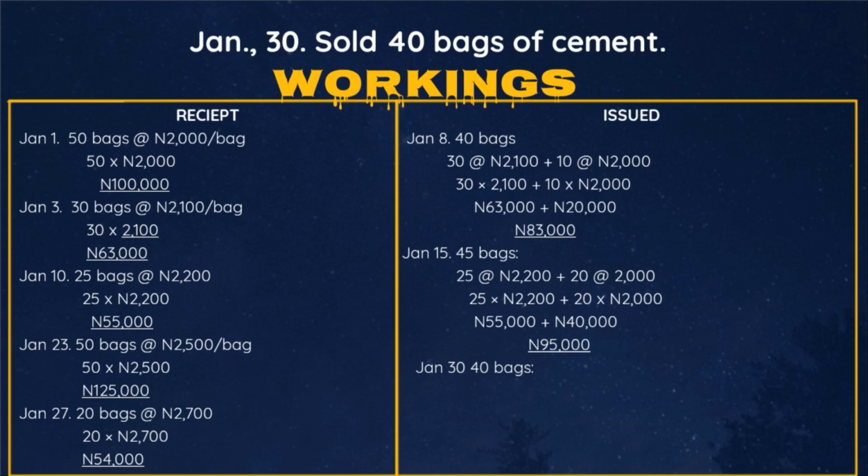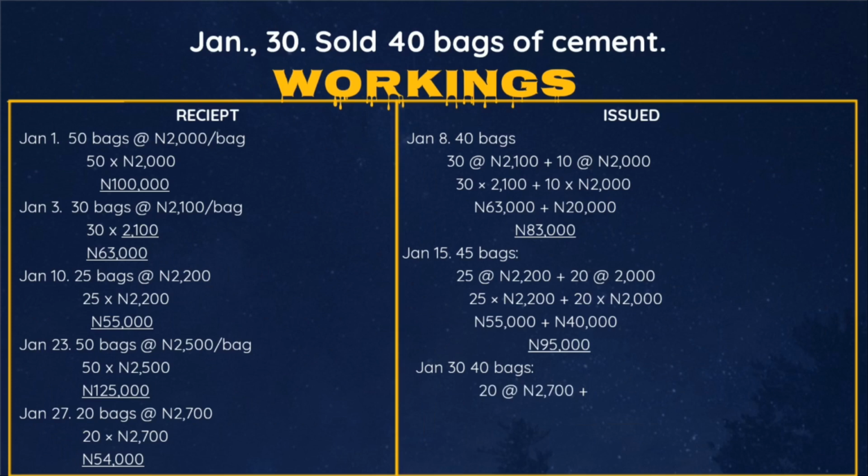So what is the last receipt into the store? That is the item that came in on January 27, which is 20 bags of cement at 2,700 naira. So which means the one that came in last will be the first to be moved out. Now they want to supply 40. They have 20 at 2,700. We have 20 bags left.